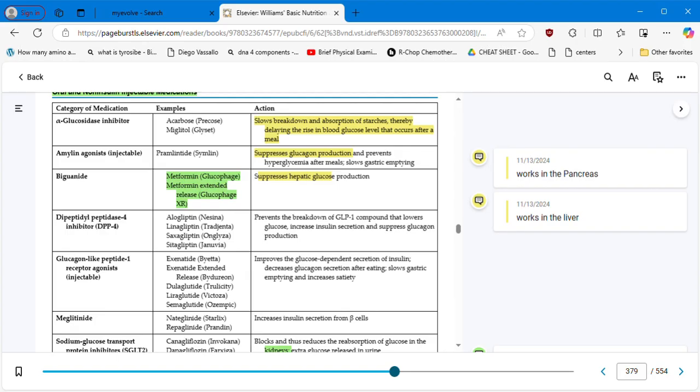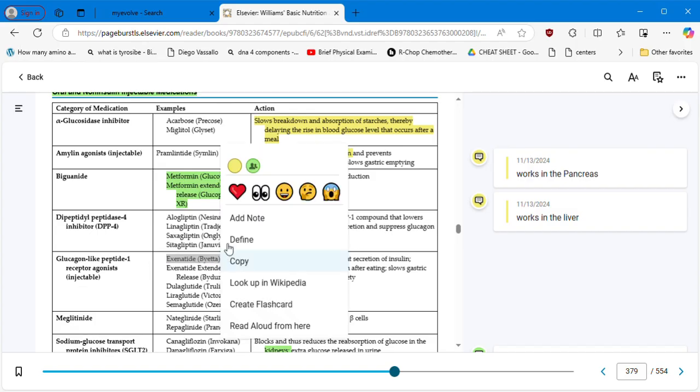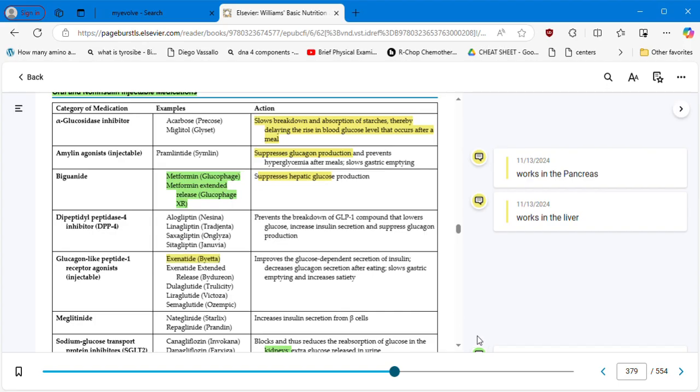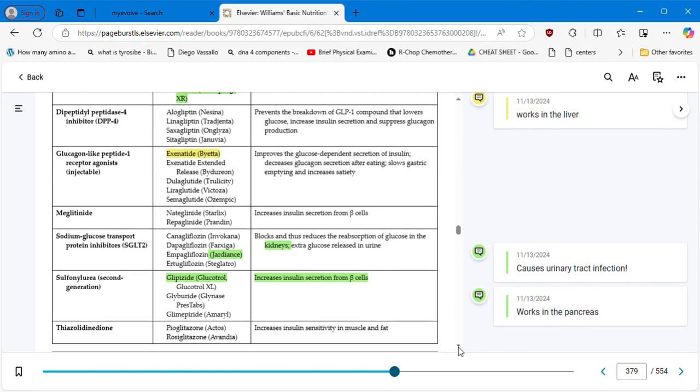For example, the Symlin, number two, suppresses glucagon production. This one, for example, works in the pancreas. And then some other common medications. You have your Byetta, which improves the glucose-dependent secretion of insulin and decreases glucagon secretion after eating. This is an injectable medication, okay, Byetta. It is different from Ozempic. The other one is also used not only in cases of diabetic patients, but also to lose weight, okay? And that's it. And what else?